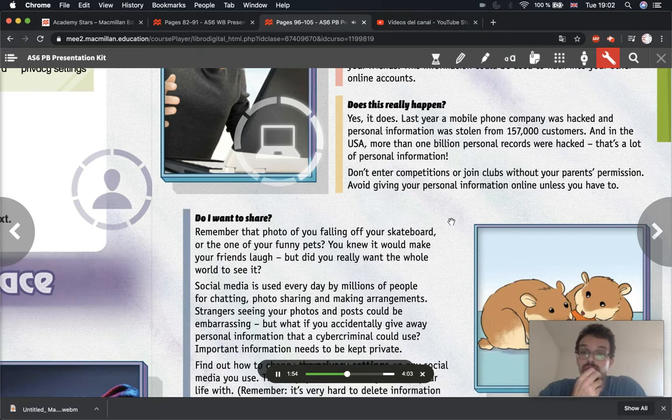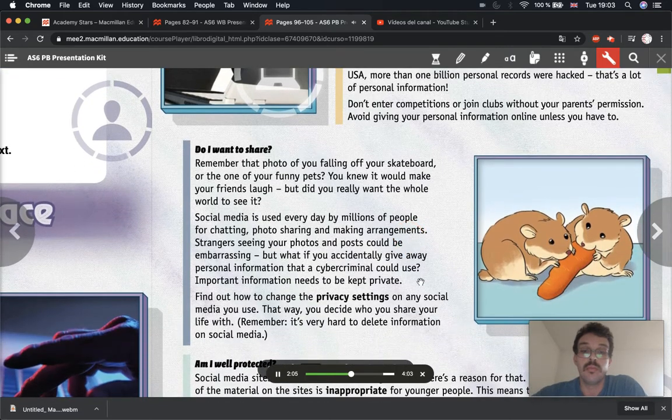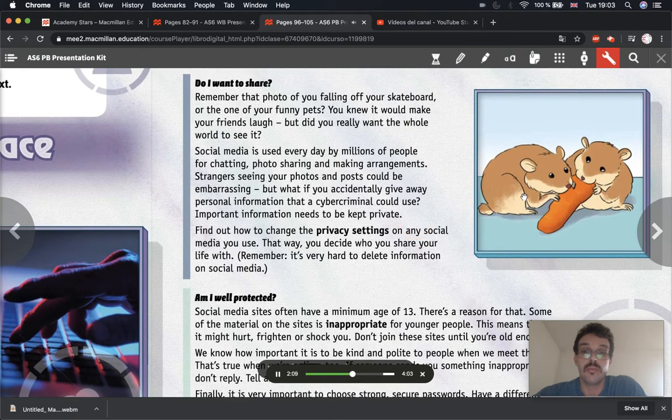Don't enter competitions or join clubs without your parents' permission. Avoid giving your personal information online unless you have to. Do I want to share? Remember that photo of you falling off your skateboard? Or the one of your funny pets? You knew it would make your friends laugh, but did you really want the whole world to see it? Social media is used every day by millions of people for chatting, photo sharing, and making arrangements. Strangers seeing your photos and posts could be embarrassing. But what if you accidentally give away personal information that a cyber criminal could use? Important information needs to be kept private. Find out how to change the privacy settings on any social media you use.